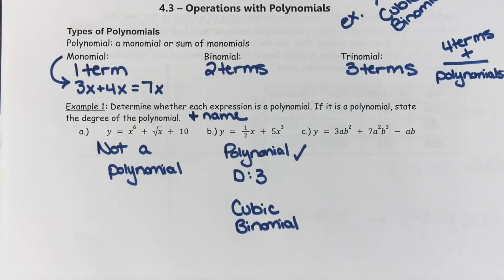Cubic binomial. All right, the next one's kind of tricky. I don't think we've talked about degrees when we've had multiple variables. It's not much different than what we've been doing. First of all, is it a polynomial?